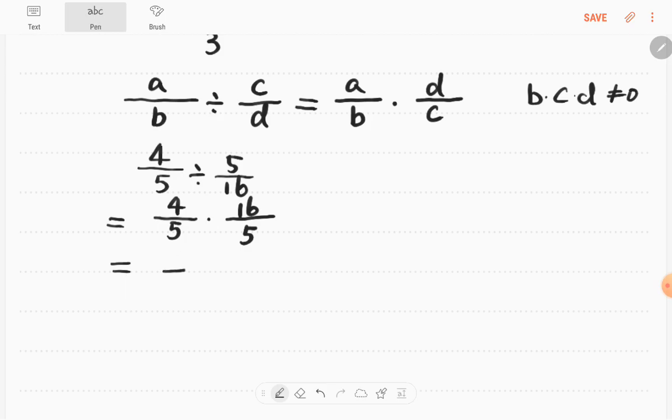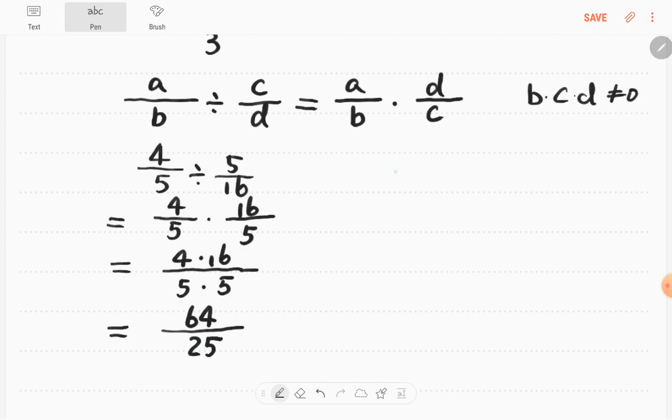Now we only need to do the multiplication. Then the numerator times the numerator, 4 times 16. Denominator, 5 times 5. So that will be 64 over 25. Okay, that's for the example in your book.